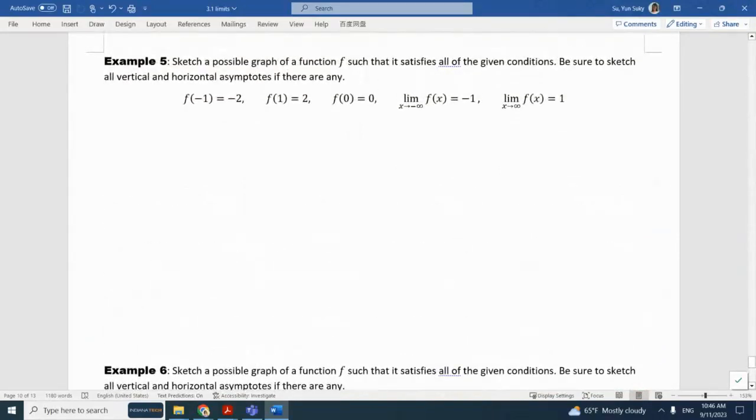Okay, less information. Just 5 pieces of information. So you should have an easier graph.